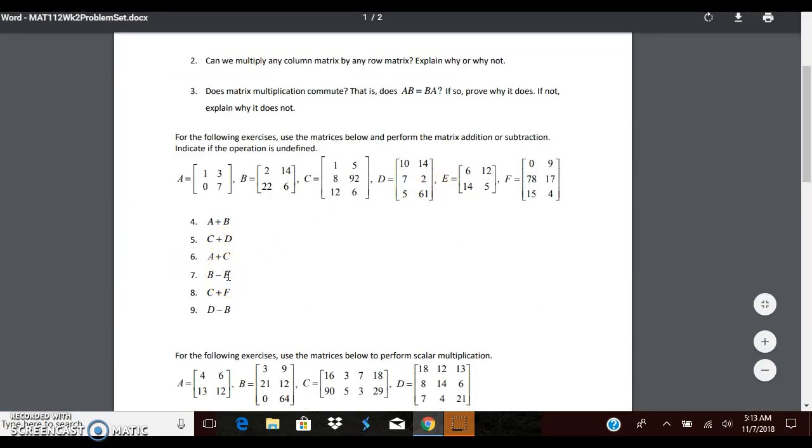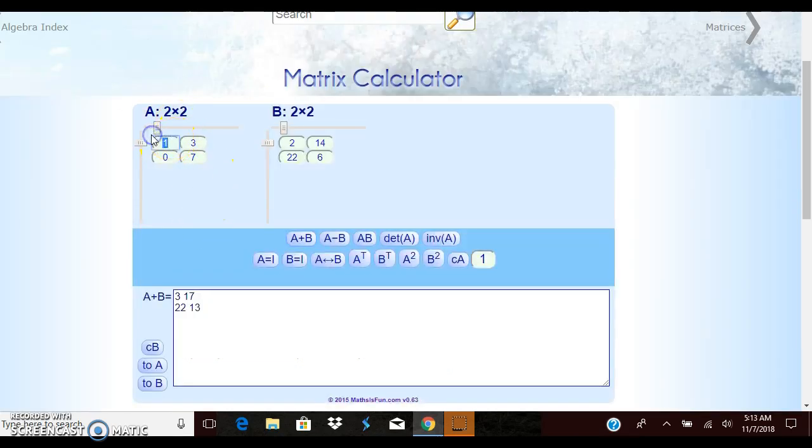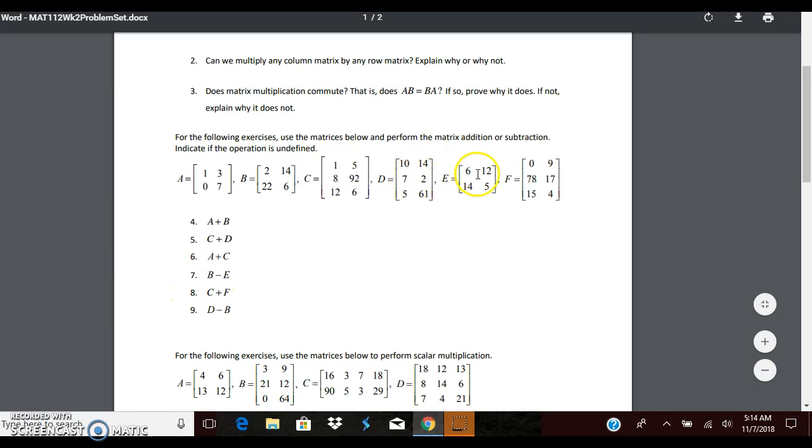As far as the subtraction goes, if I wanted to do B minus E, B is 2, 14, 22, 6. I'm going to cheat a little bit here, and then it wants me to subtract that from E, which is 6, 12, 14, 15.